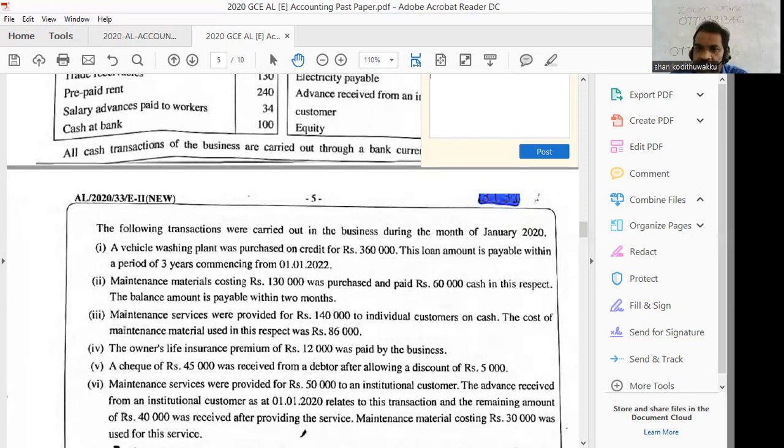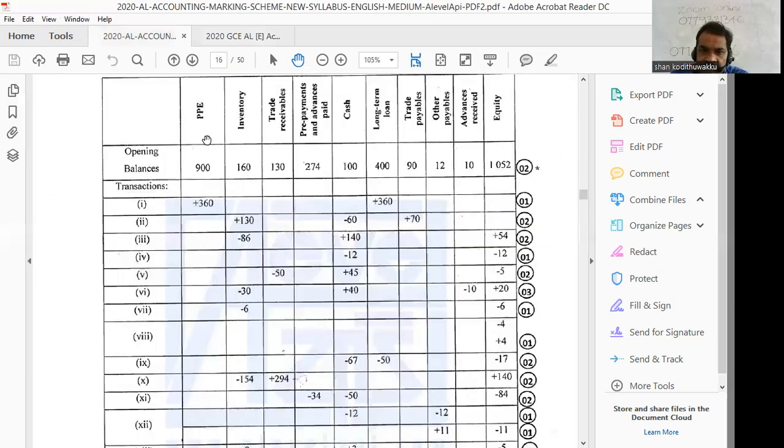you can take the answer like this. Adjustment number 1. You will receive the vehicle washing plant, the value plus 360 by removing the last 3 zeros. Equally, your long-term loan will increase by another 360. Right. Because you don't pay money, therefore nothing will happen to the cash balance. You will receive another asset worth 360,000 rupees, therefore plus 360. Equally, you will increase the long-term loan liability by another 360.